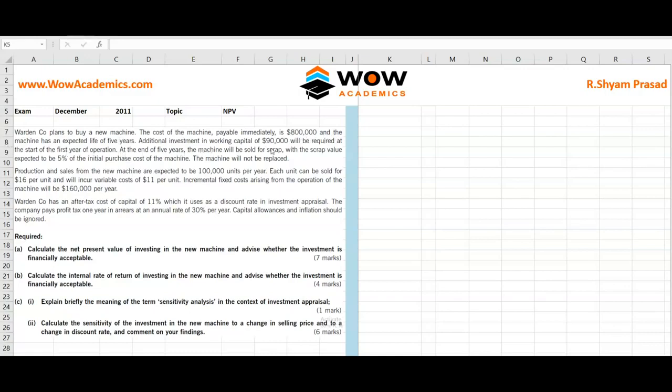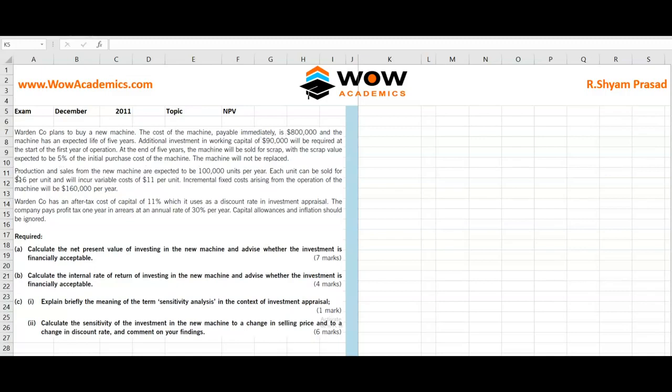Additional investment in working capital is 90,000 and will be required at the start of the first year of the operation, so again it is the 0th year. At the end of 5 years, the machine will be sold for scrap, with the scrap value expected to be 5% of the initial purchase cost of the machine. So if you have bought for 8 lakhs, 5% of it is going to be the scrap value. The machine will not be replaced, so the working capital will be released. So that's about the first paragraph.